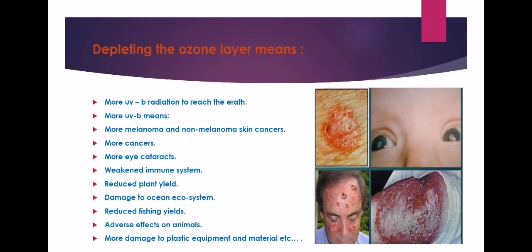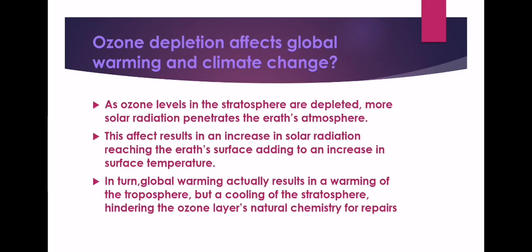Depleting the ozone layer means more UVB radiation, ultraviolet B radiation, reaches the Earth. More ultraviolet B means more melanoma and non-melanoma skin cancers, more eye cataracts, a weakened immune system, reduced plant yield, damage to the ocean ecosystem, reduced fishing yields, adverse effects on animals, more damage to plastic equipment and material, etc.